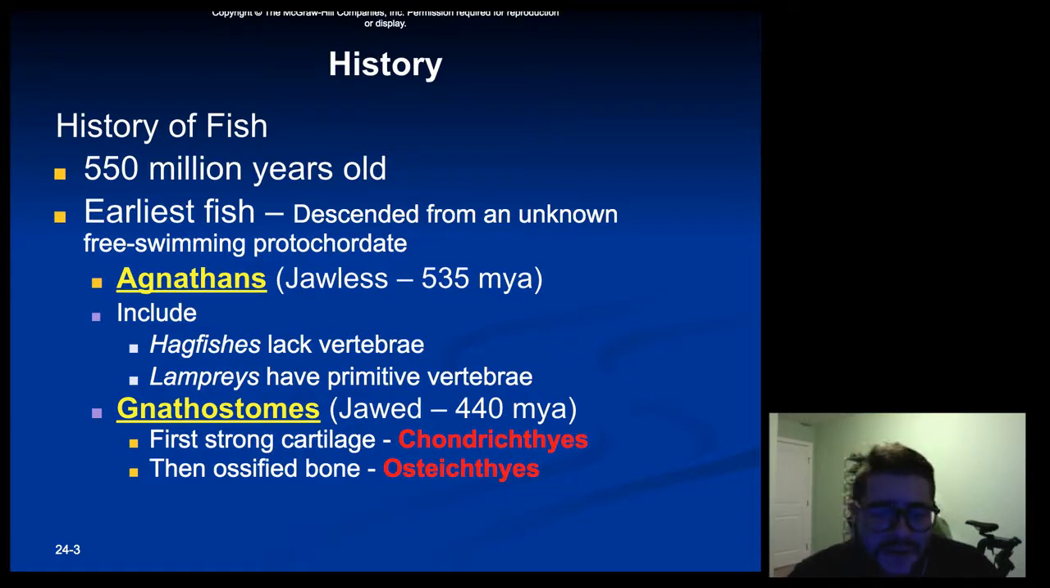And some divisions we're going to talk about today. The agnathans are the jawless fish, which show up about 535 million years ago in the fossil record, and that includes things like hagfish and lamprey. And then gnathostomes are the jawed fish, which are broken up into the chondrichthyes and osteichthyes fish.